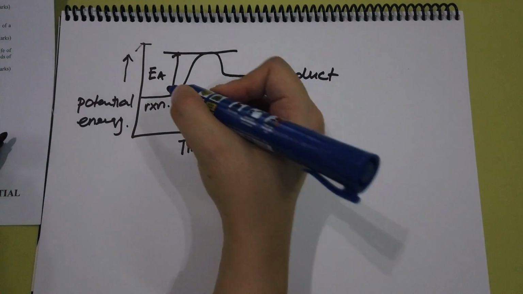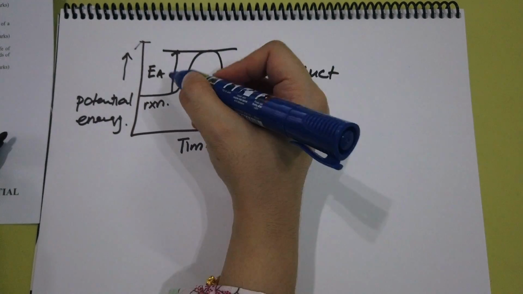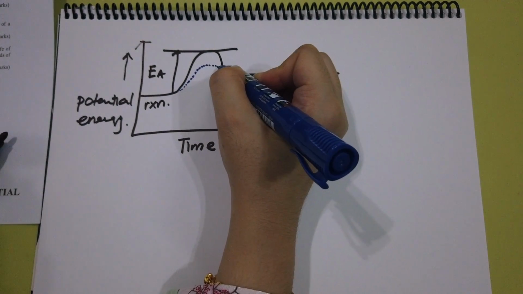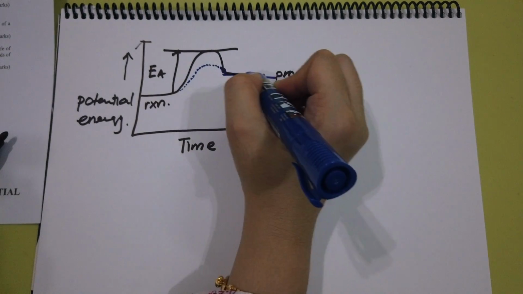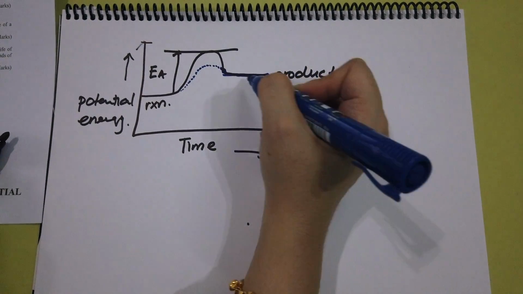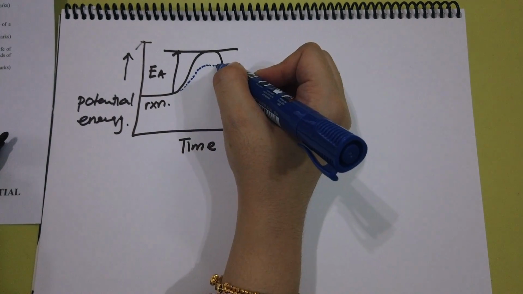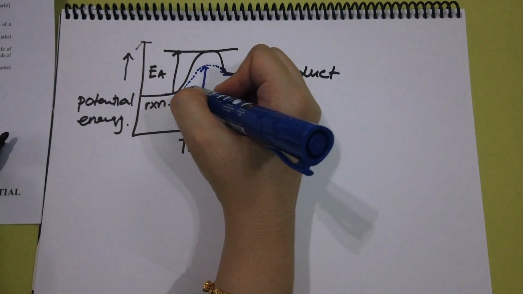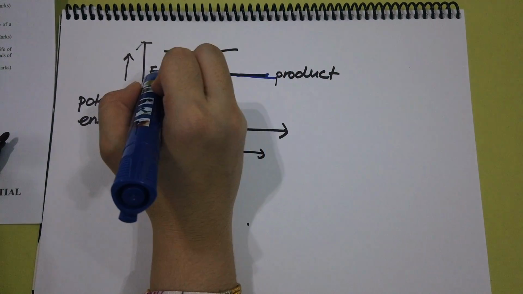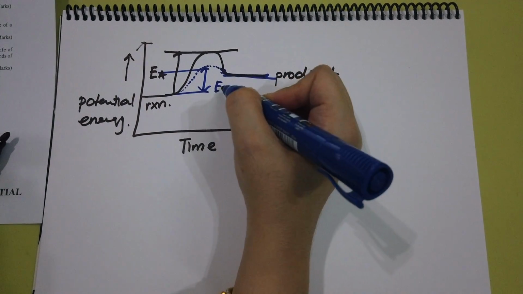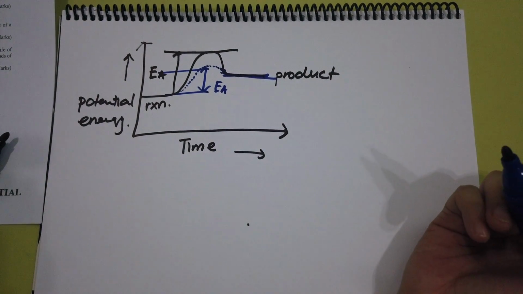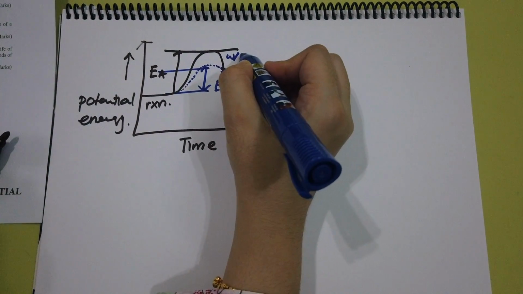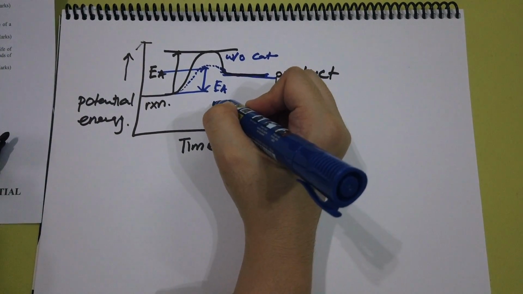When you add a catalyst, it will give you a lower activation energy, meaning that your activation energy will go around here and you will produce the product at the same potential energy. So your activation energy now is just here as compared to the first one. So this is your activation energy with the catalyst. So this one is without catalyst, this one is with.